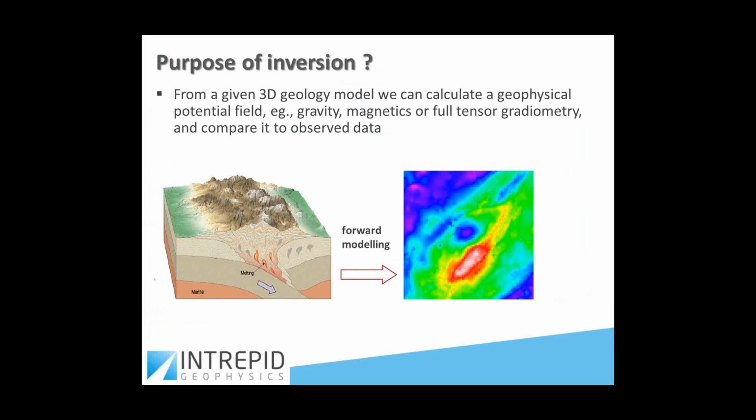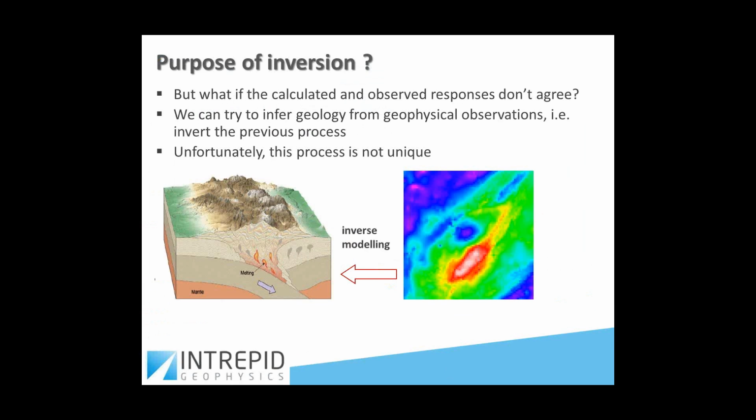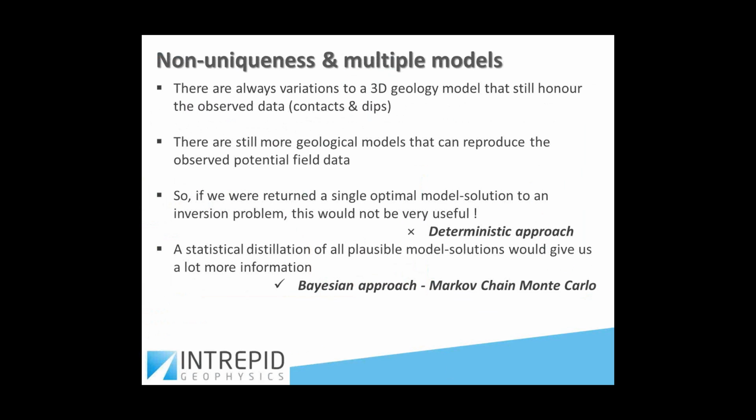So the purpose of inversion is that from a given 3D geology model we can calculate a geophysical potential field, for example gravity, magnetics or full tensor gradiometry, and compare it to observed data. But what if the calculated and the observed responses don't agree? Then we can try to infer geology from geophysical observations. That means doing the inverse of the previous process. But unfortunately this process isn't unique. There are always variations to a 3D geological model that can be built.